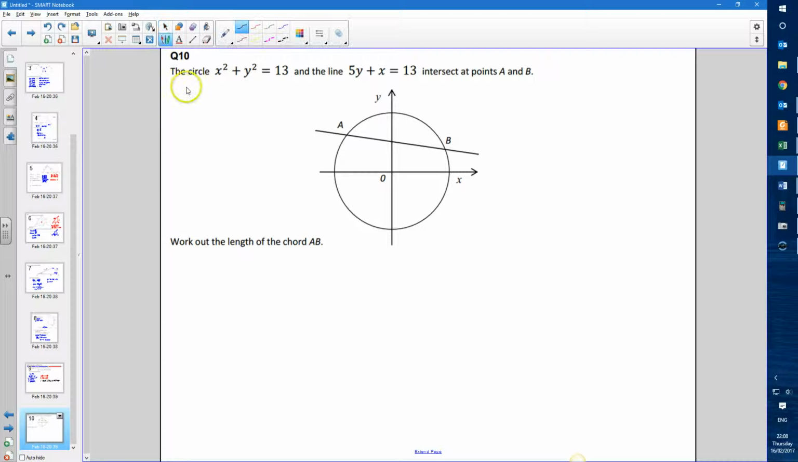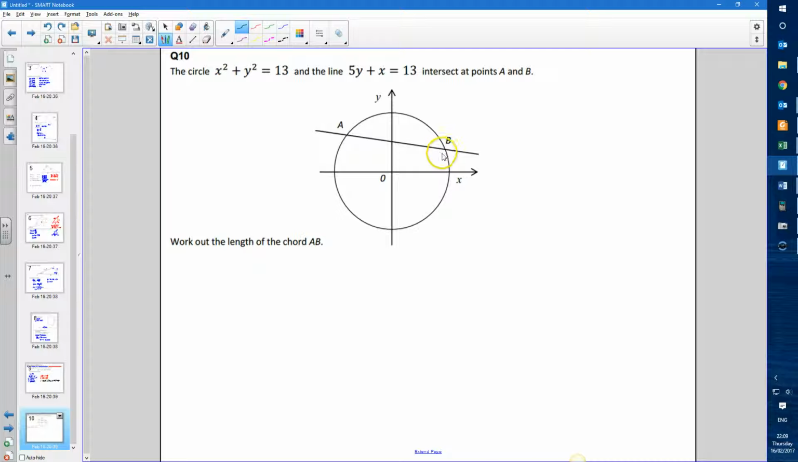Okay, question number 10. The circle x squared plus y squared is equal to 13 and the line 5y plus x is equal to 13 intersect at point A and B. We need to work out the length of the chord AB, so we're looking for the distance from this point here to this point here.